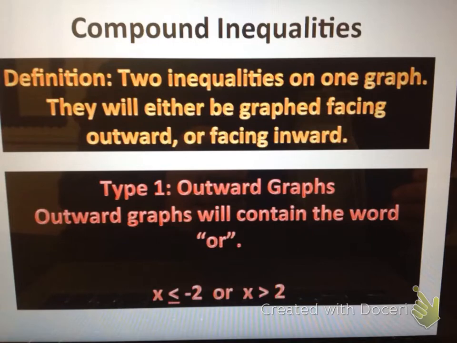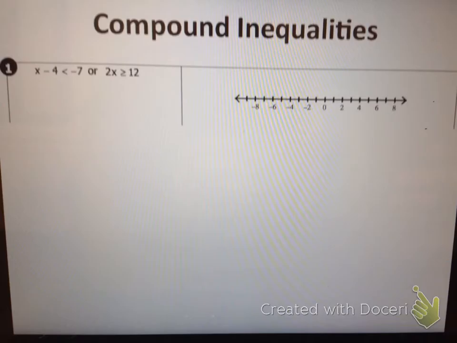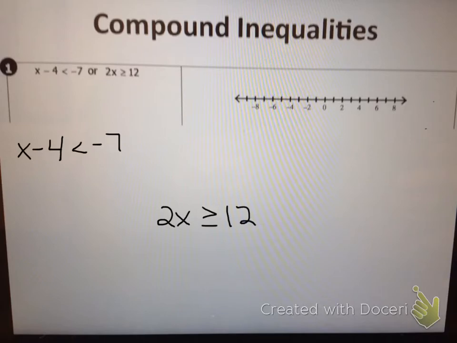So like what you see, x is less than or equal to negative 2, or x is greater than 2. Now, as you can see by problem number 1, we have two specific inequalities we're going to have to solve. The first one is x minus 4 is less than negative 7. The other inequality we have to solve is 2x is greater than or equal to 12. Now these will both be graphed on the same graph.